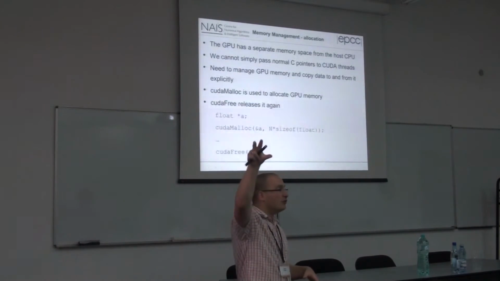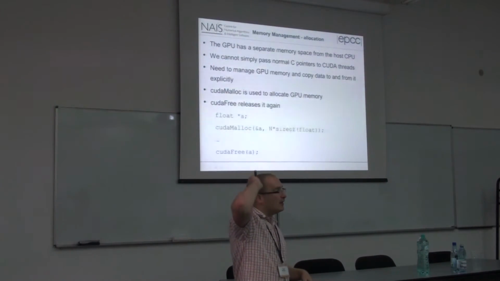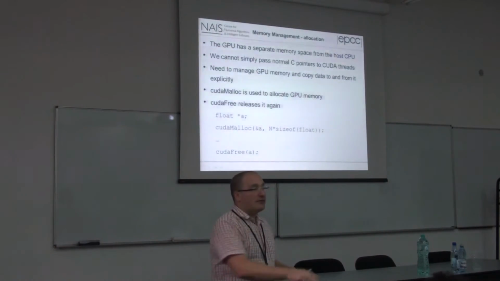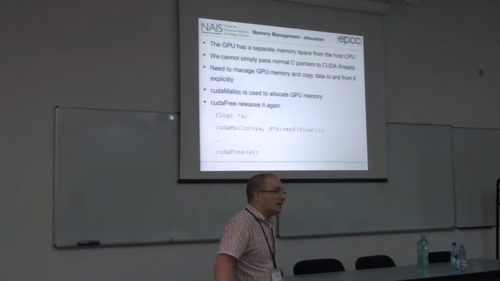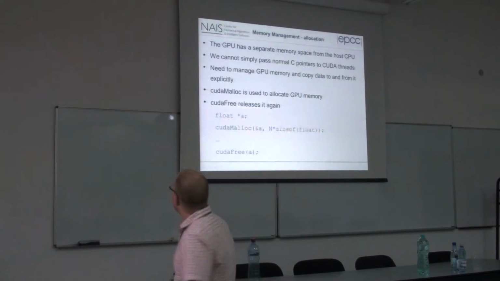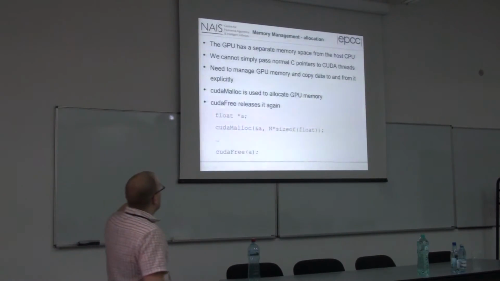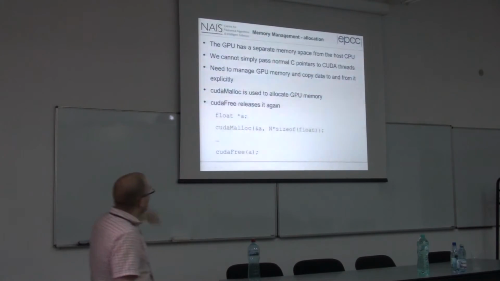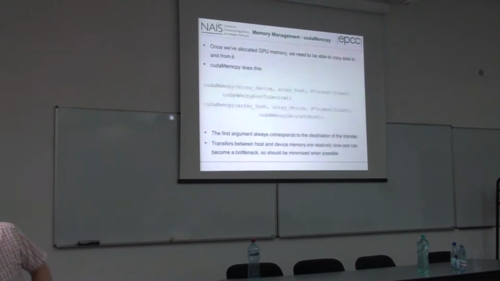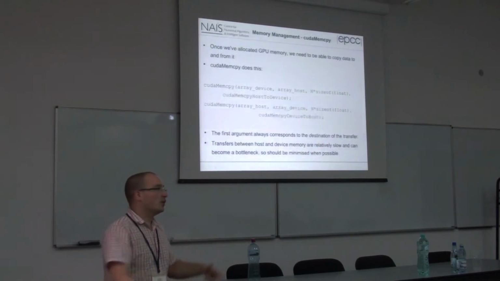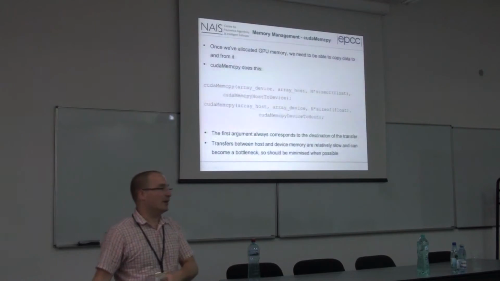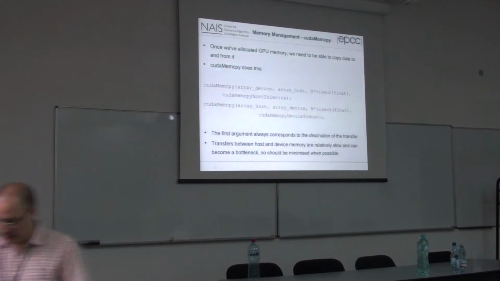But the other thing you need to do is copy your data to and from the GPU, because it has its own separate memory. It can't see the CPU memory. It only sees its own memory to do its calculations, so you need to tell it. CUDA gives you functionality for this: there are mallocs and frees and memory copy functions, where you can copy from the host memory to the device memory, and from the device memory back to the host memory.